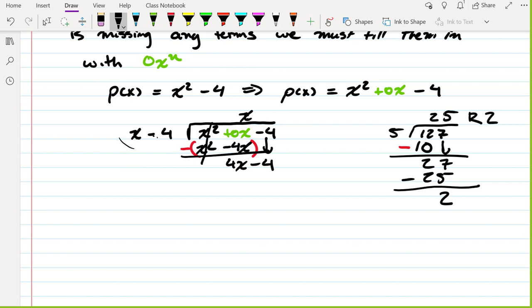Well, what times x gives us 4x? Well, that's going to be 4. So we have 4 times x is 4x. 4 times negative 4 gives us negative 16. We subtract. Those are going to reduce out, and I have negative 4 minus a minus 16. So negative 4 plus 16 gives me 12, and that's going to be my remainder.